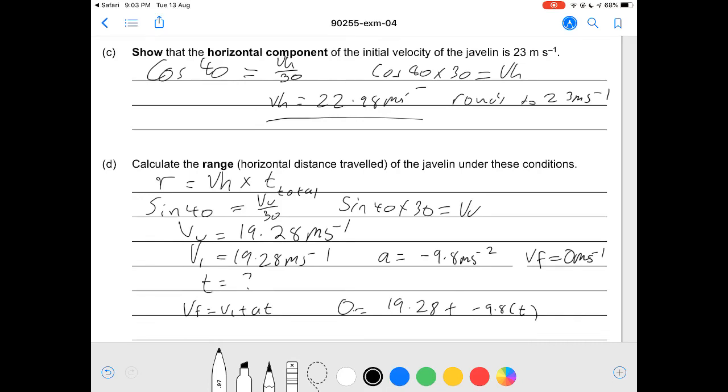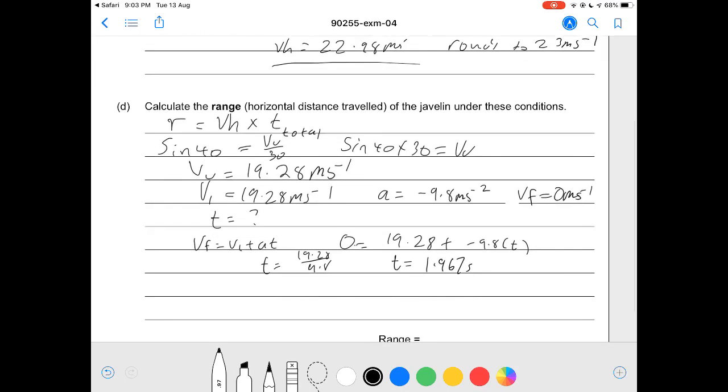Alright, so in this case, we're just going to be dividing 19.28. So T would be 19.28 over 9.8. If we plug that into a calculator, you should find that the time taken is 1.967 seconds, okay? However, that's not your total time, that's your half time, the time taken to reach the maximum height.